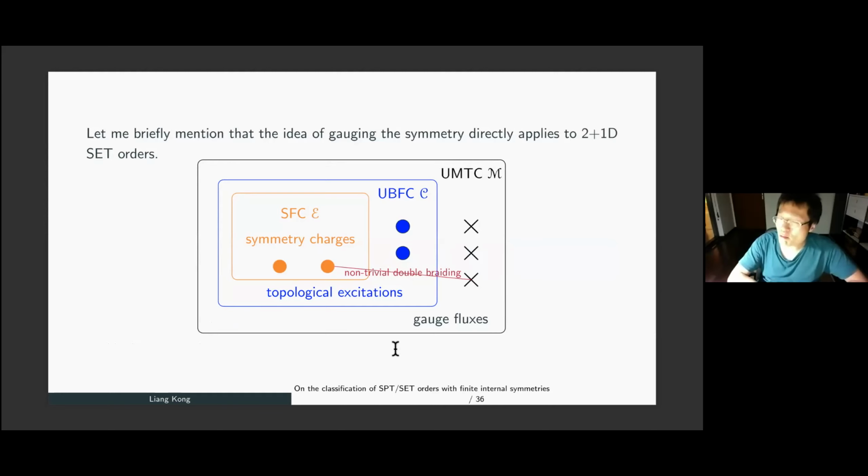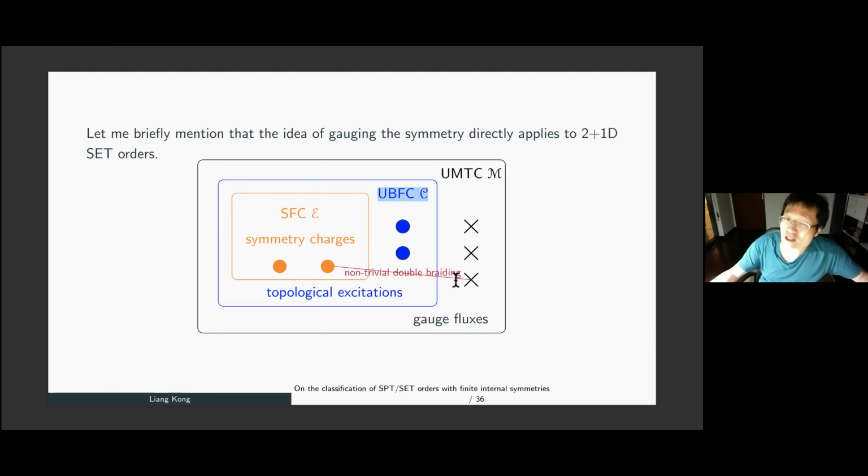Now we can develop the idea further without going into the detail. I just tell you that the main idea of the gauging symmetry can apply to SET orders. What are SET orders? SET order is more than SPT. Similar to the SPT, you also have symmetry charges, but you have additional particles outside the symmetry charges. But now these still have problems. You need to gauge it. How to gauge it? By adding gauge flux.